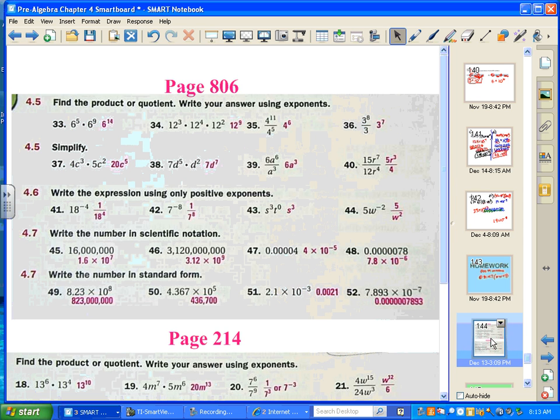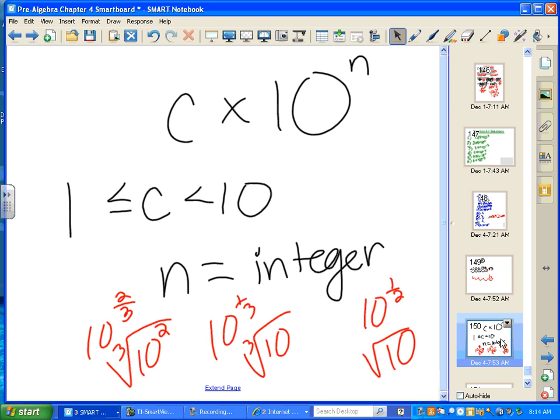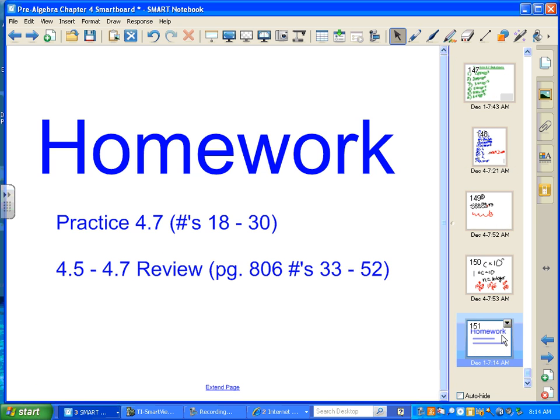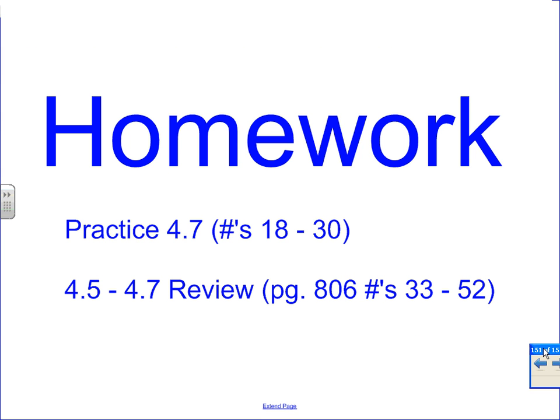Okay, not that. Here's your assignment. Okay, in your homework packet, you guys are going to do practice 4.7, 18 to 30. That's not going to take you long. It's just converting things, scientific notation and standard form. The second assignment is in your book, so you can start whichever one you want first. No, it was 1 to 17.